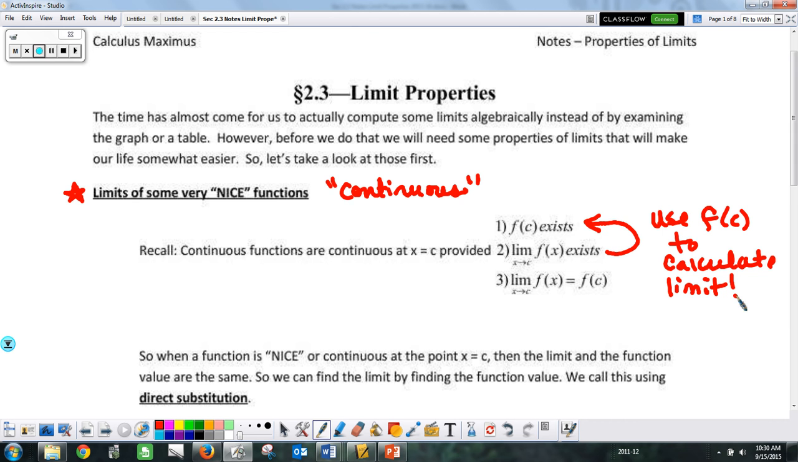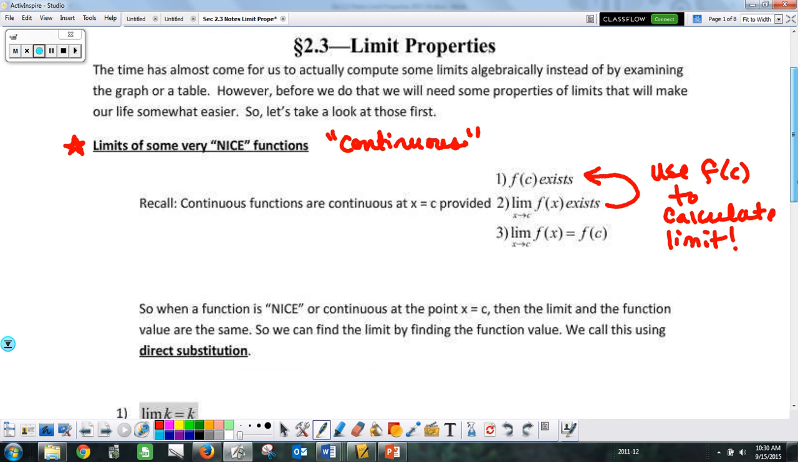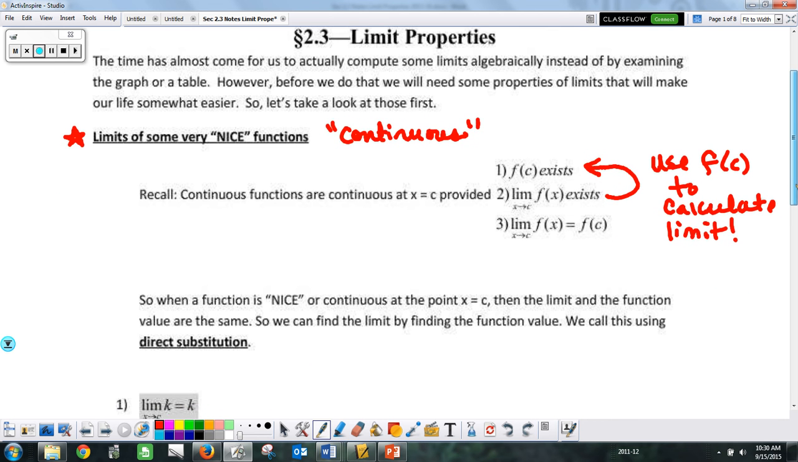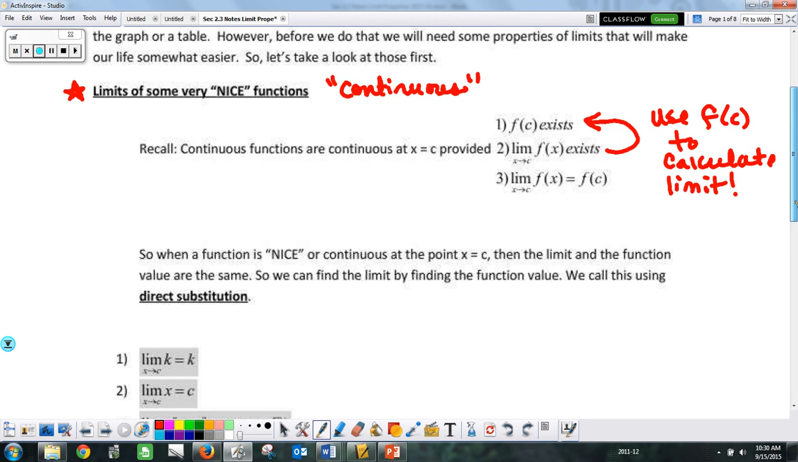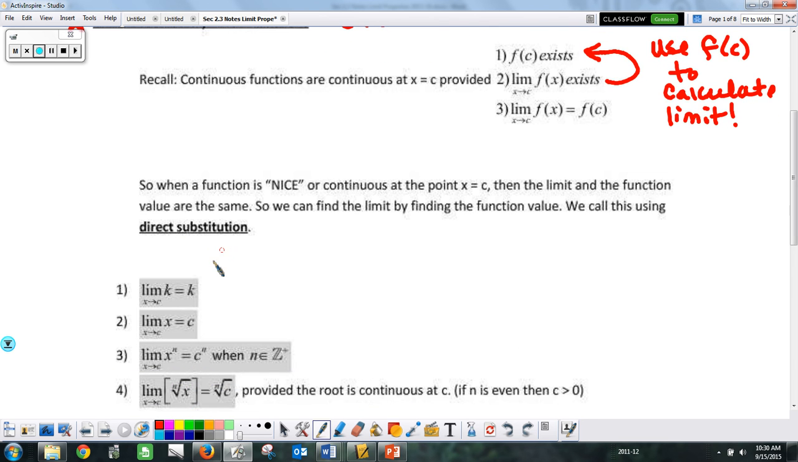So pretty much when you're doing algebraic limits, if you know it's continuous at x equal to c, just plug it in, and that's all we're going to do. We call this direct substitution. So if we know a function is continuous at the point x equal to c, then we can use the function value and not worry about doing any algebra or graphs or numerical methods.